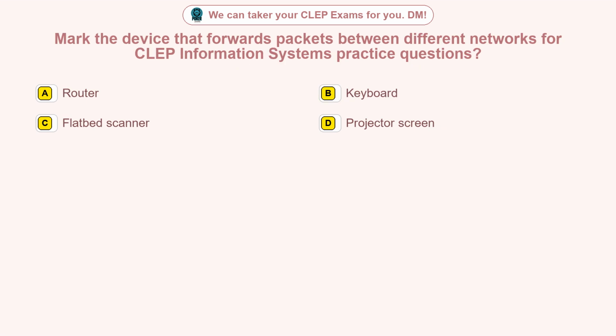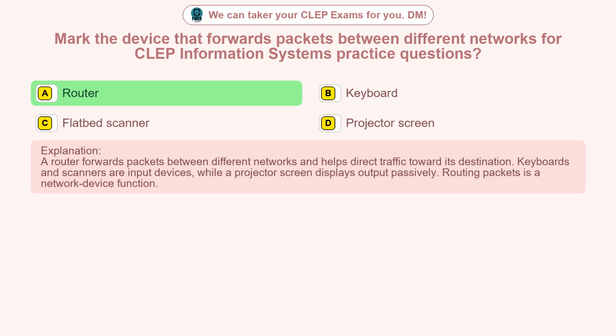Question 56. Mark the device that forwards packets between different networks for CLEP Information Systems practice questions. Option A, router. Option B, keyboard. Option C, flatbed scanner. Option D, projector screen. The correct answer is option A, router.